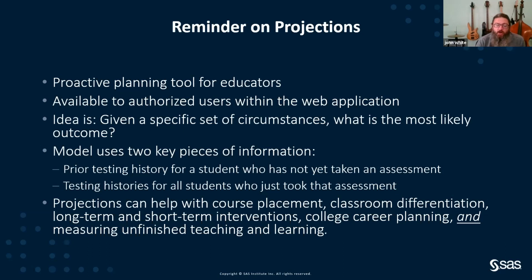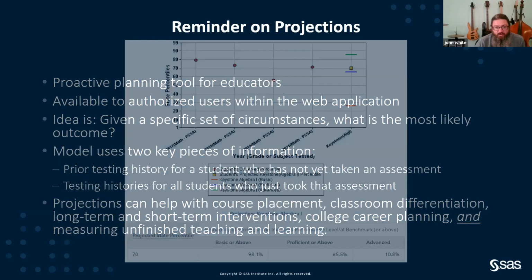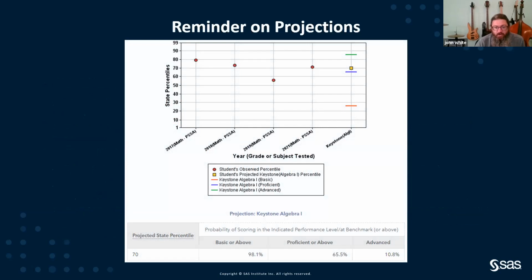So these projections help with a lot of different things. They can help with course placement or classroom differentiation. They can help with college and career planning. And of course, in our case, they can help with measuring unfinished teaching and learning. And I can get into the specifics of that in just a moment.